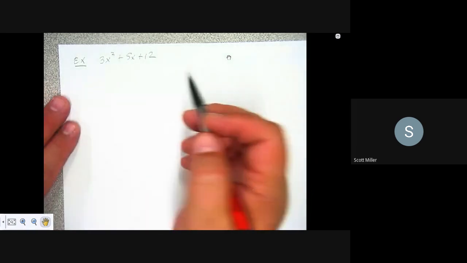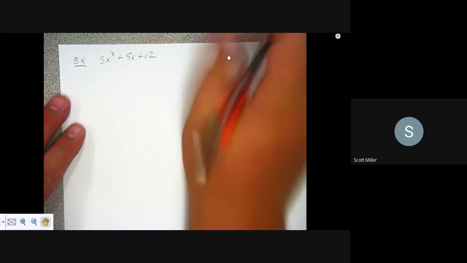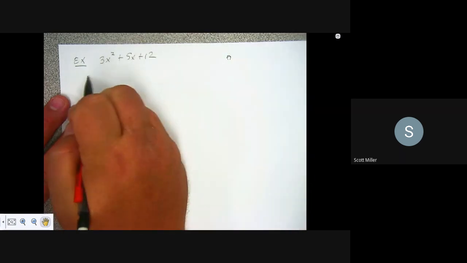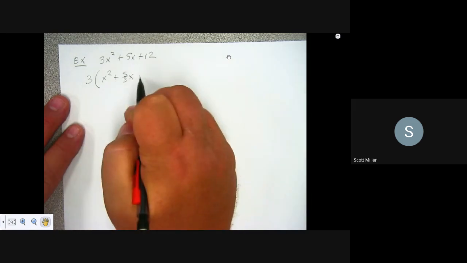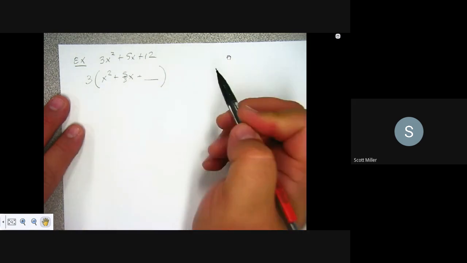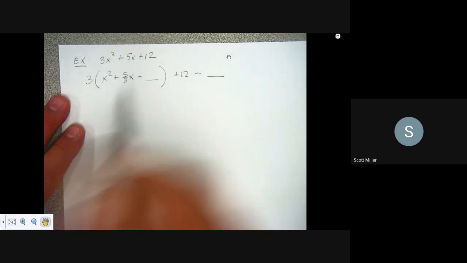So if you want to complete the square, the first thing I have to do is pull out the 3 from the first two. I'm going to kick that 12 out. Gives me a 3 times x squared plus 5 over 3 x. And then I'm going to add something. This will be a plus 12. And then I'm going to subtract something. This is how I lay it out.